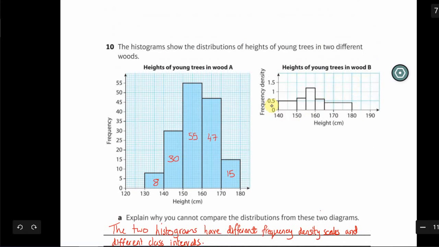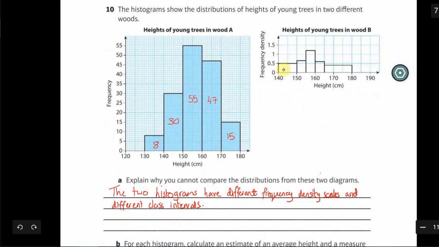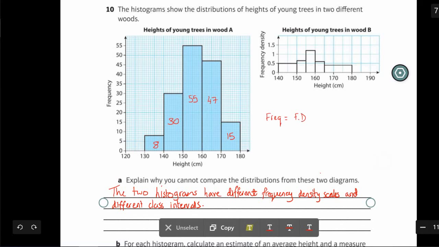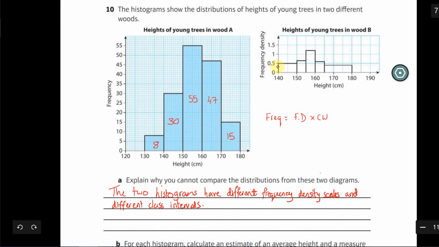So the problem is with this one, we've not really been given any of these numbers. Not detailed enough anyway. So the number of trees in this first bar, remember we've got frequency density here, and frequency is equal to frequency density times class width. So in this first bar, the frequency is 0.5 times 10, so 5. Easy enough, that one. The next one, though, is the issue.